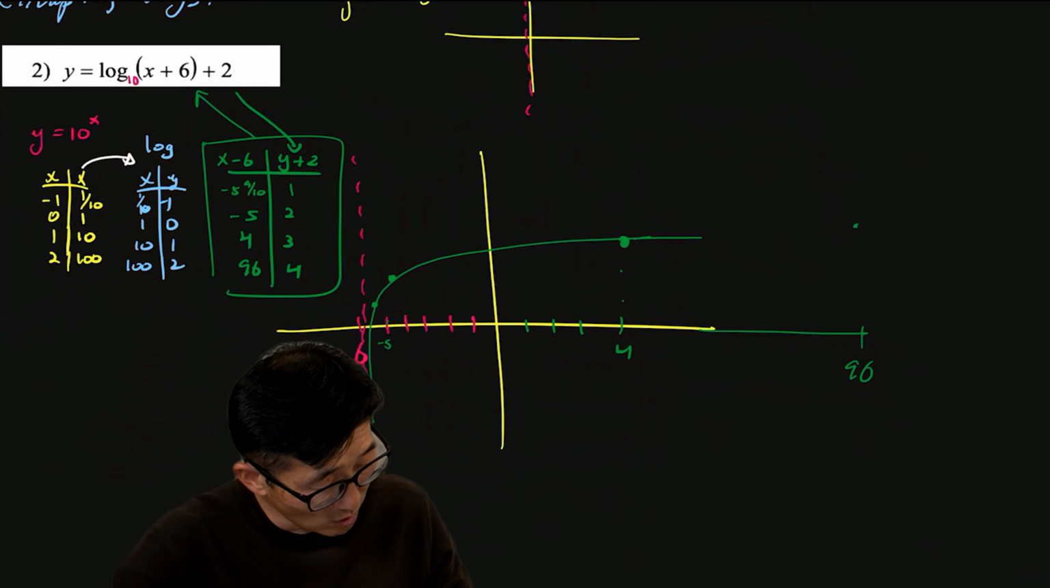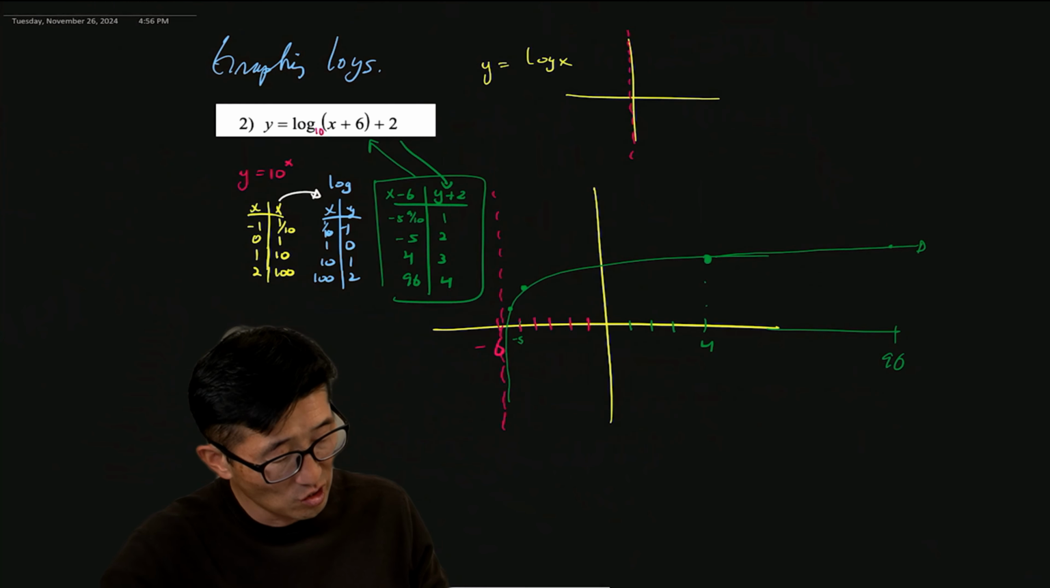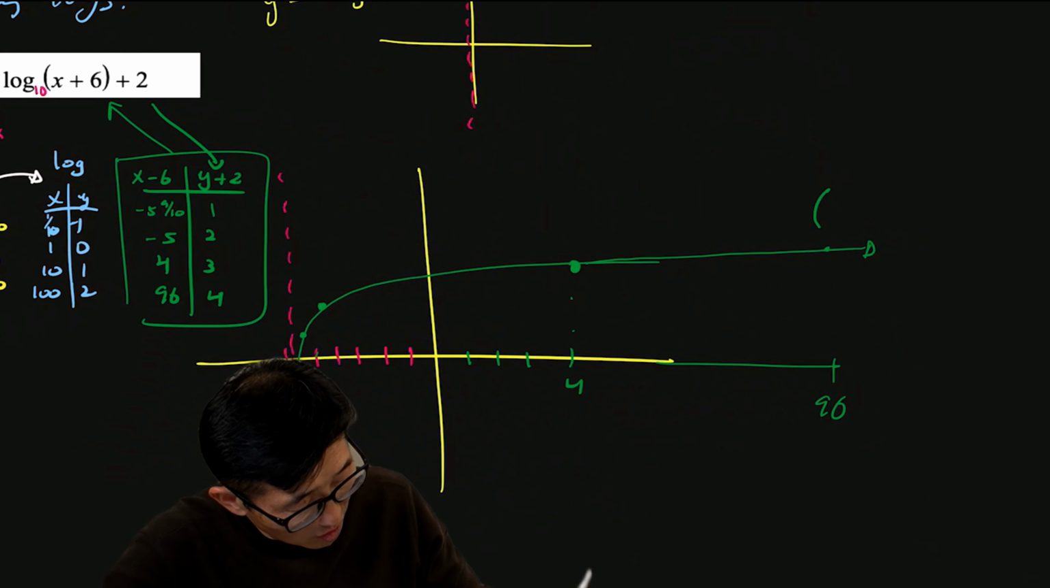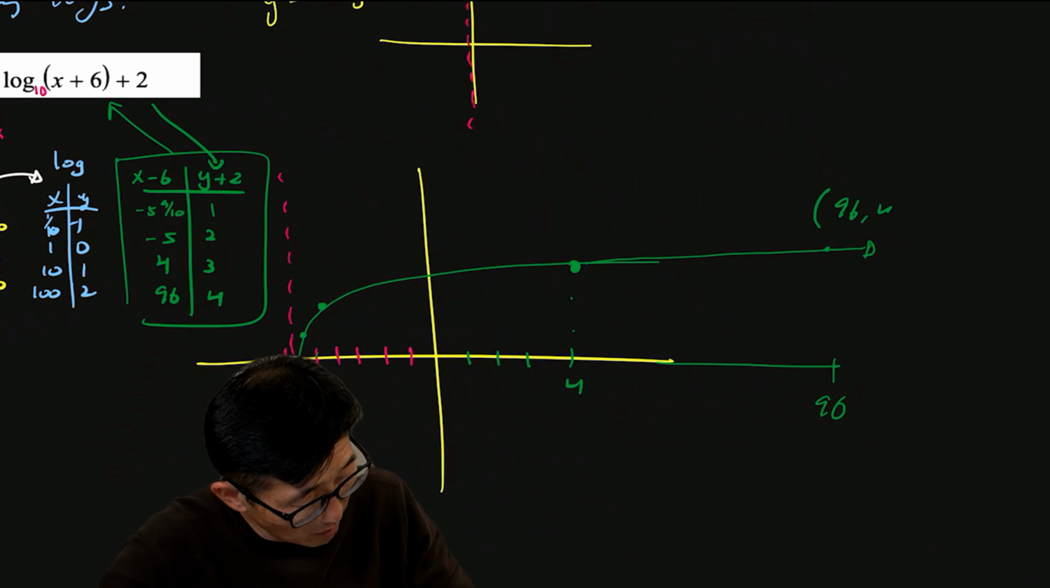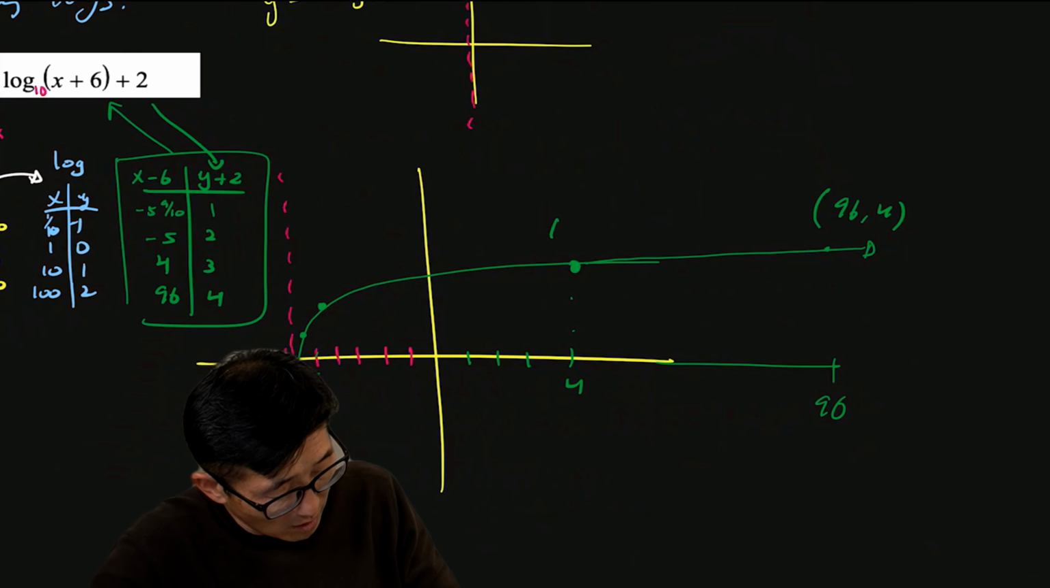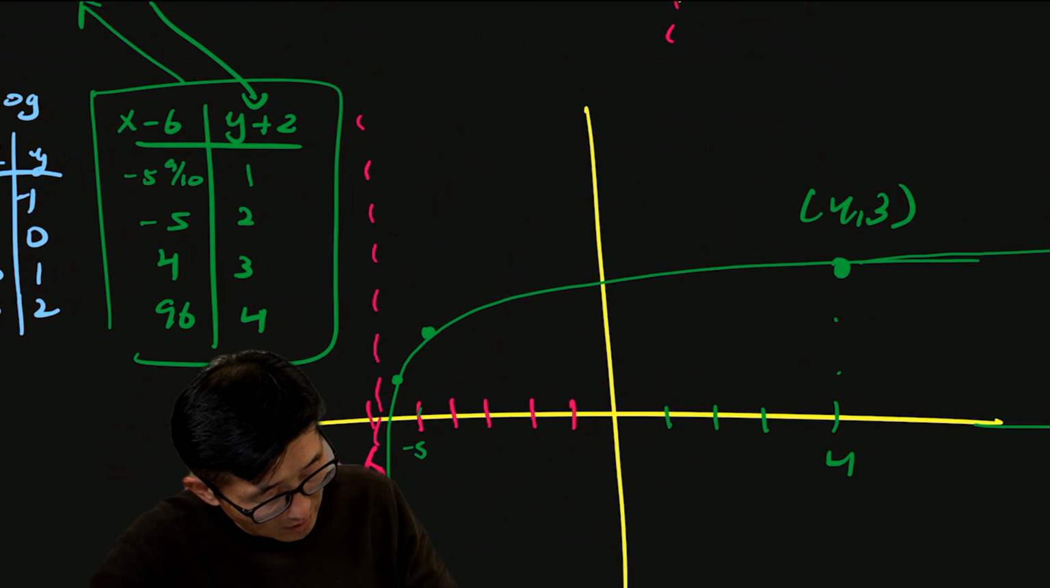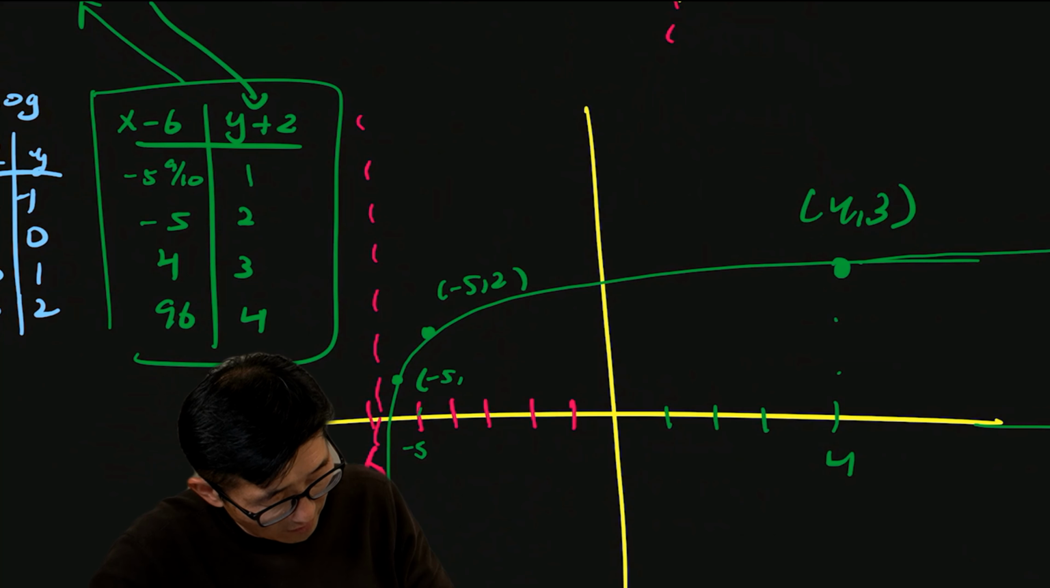It went up just a unit, so it's a very slow growth. Okay, so I'm going to mark these coordinates: 96 comma 4, 4 comma 3, negative 5 comma 2, and negative 5 and 9/10 comma 1.